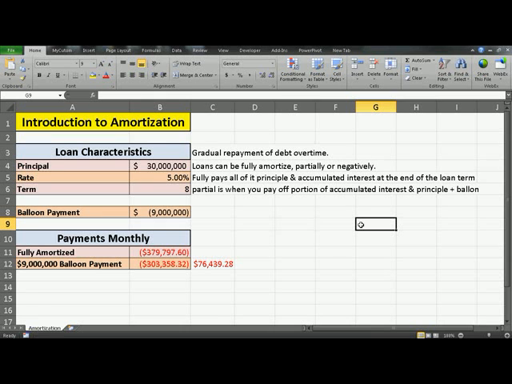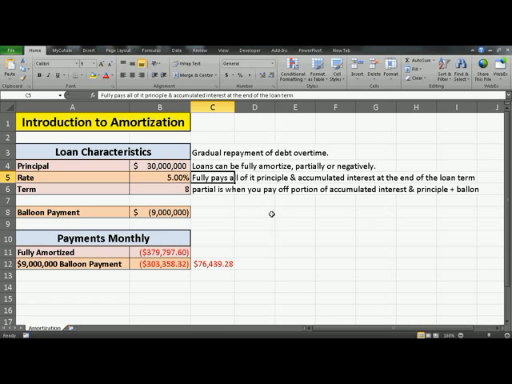In this video, I'll be looking at an introduction to amortization. So what is amortization? Basically, amortization is the gradual repayment of debt over time. Now, loans can be fully amortized, partially amortized, or negatively amortized.